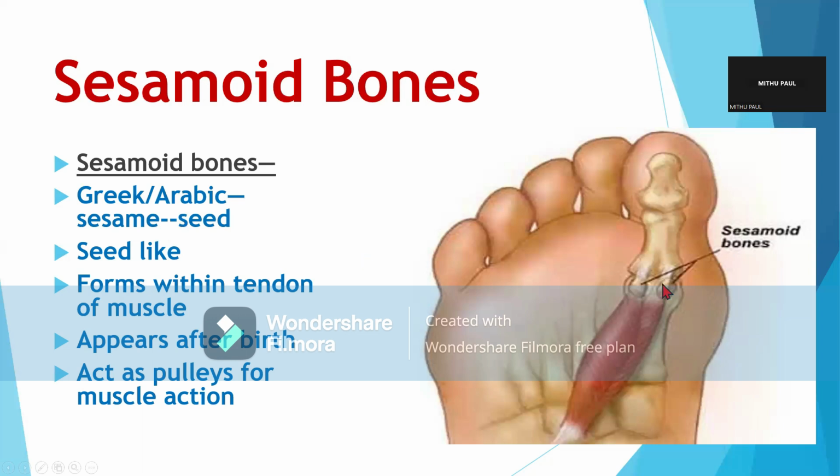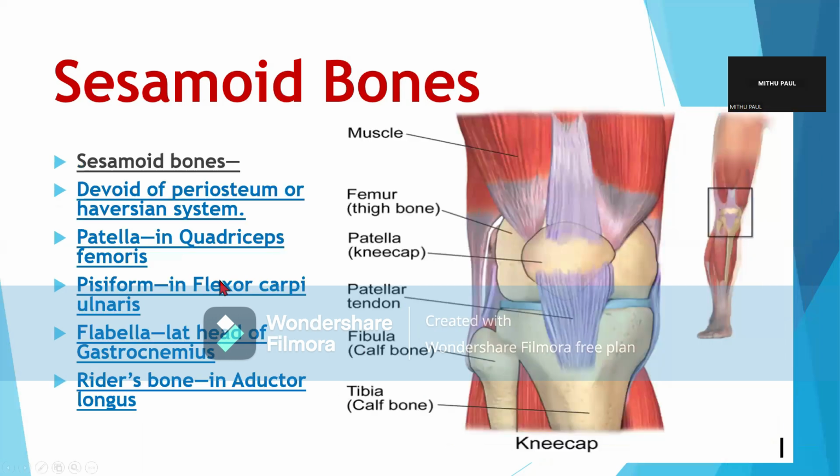And as these bones are formed within the tendon, they develop later. They act as a pulley for the muscle action because they are formed inside the tendon, and their number is variable. Some examples are given.